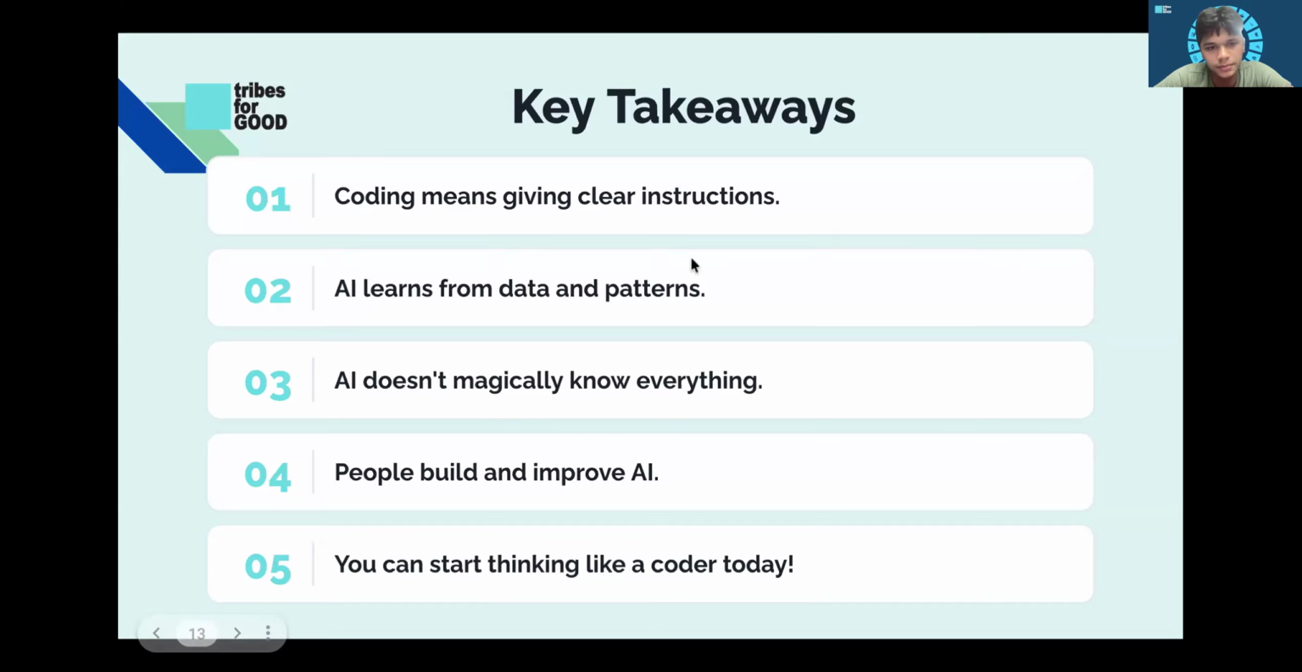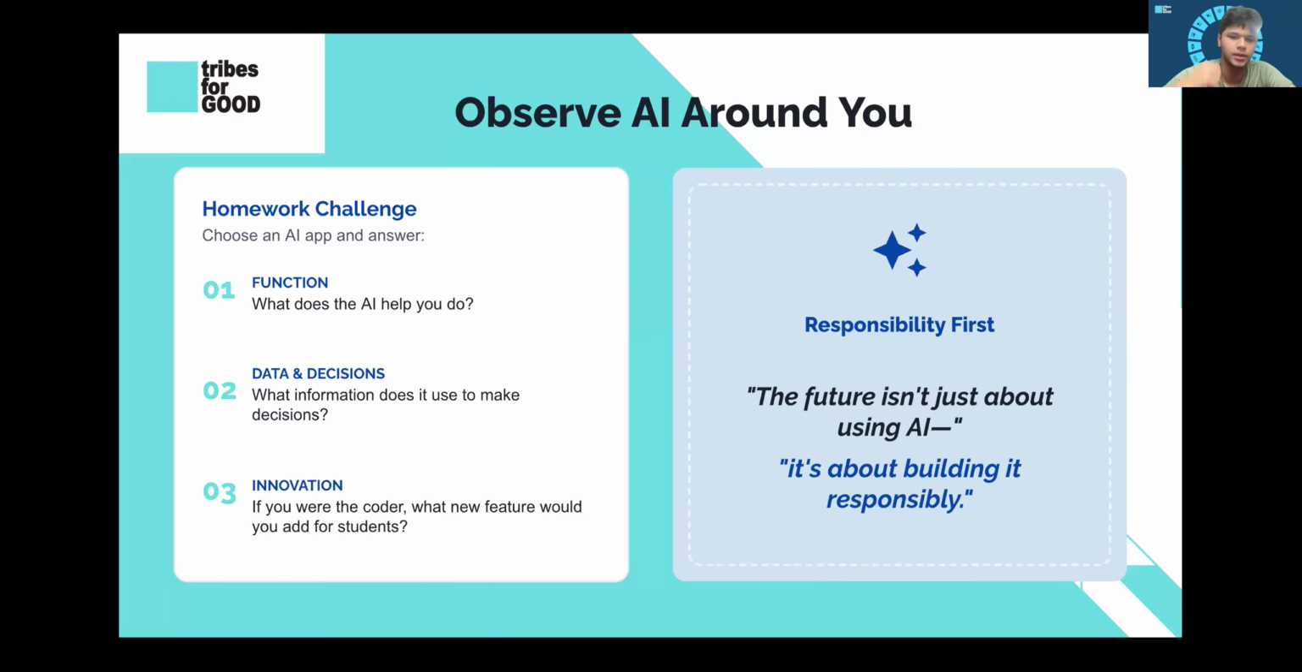So, ma'am, next slide. Okay. So my last homework challenge for you would be to observe AI around you. First, what does AI help you do? You must be using AI maybe in your homework or to make some article. Even I do. So I just want to know which platform you're using and how it is helping you. Then second is data and decisions. What information does it use to make decisions?